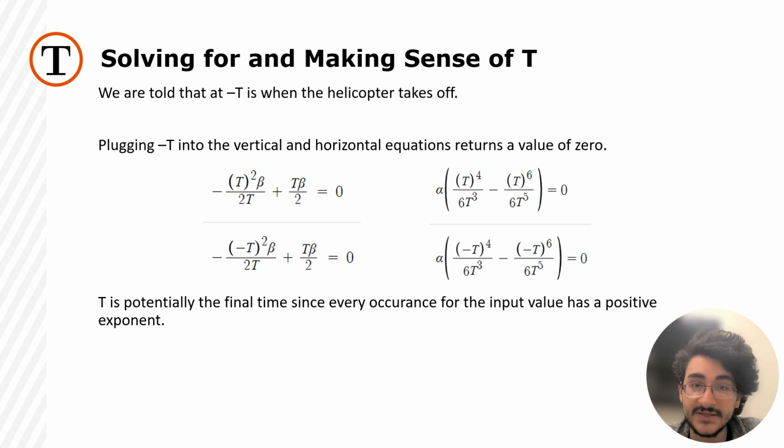It's worth noting that since the input value for velocity is always squared, the value that it will give afterwards is always positive. This actually shows us that potentially the final time could be T, or at least another point when the helicopter is not moving.